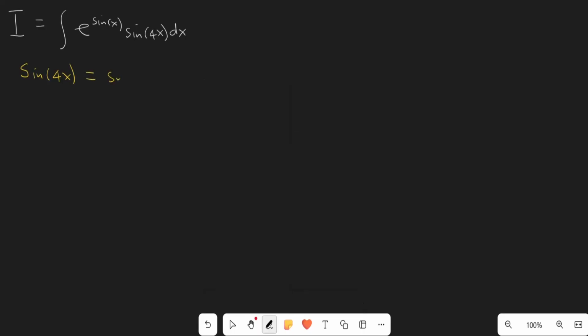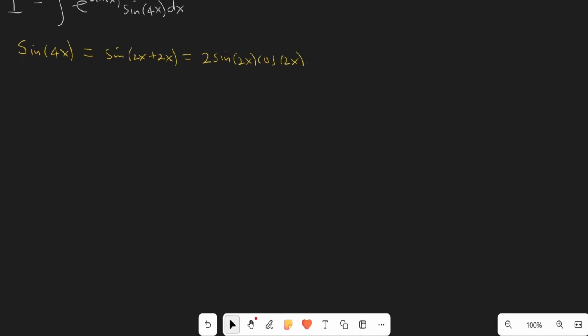This one is the same as sine of 2x plus 2x, right? This is trivial. And this one is 2 sine of 2x cosine of 2x from the double angle identity, right? So this one is the same as 2, and sine of 2x can also be written as 2 sine of x cosine of x. And then I'm going to multiply that one by cosine of 2x. Cosine of 2x from the double angle identity is the same as cosine square of x minus sine square of x.